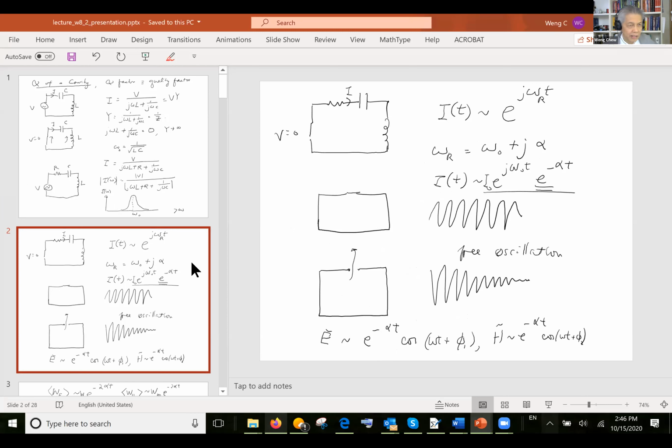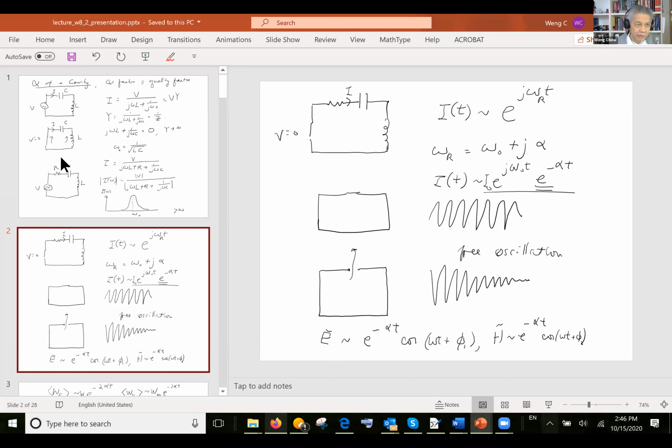And we can also look at an LC tank circuit and say that if you were to take away the source, taking away the source in an RLC tank circuit is like looking for the homogeneous solution of an ODE.